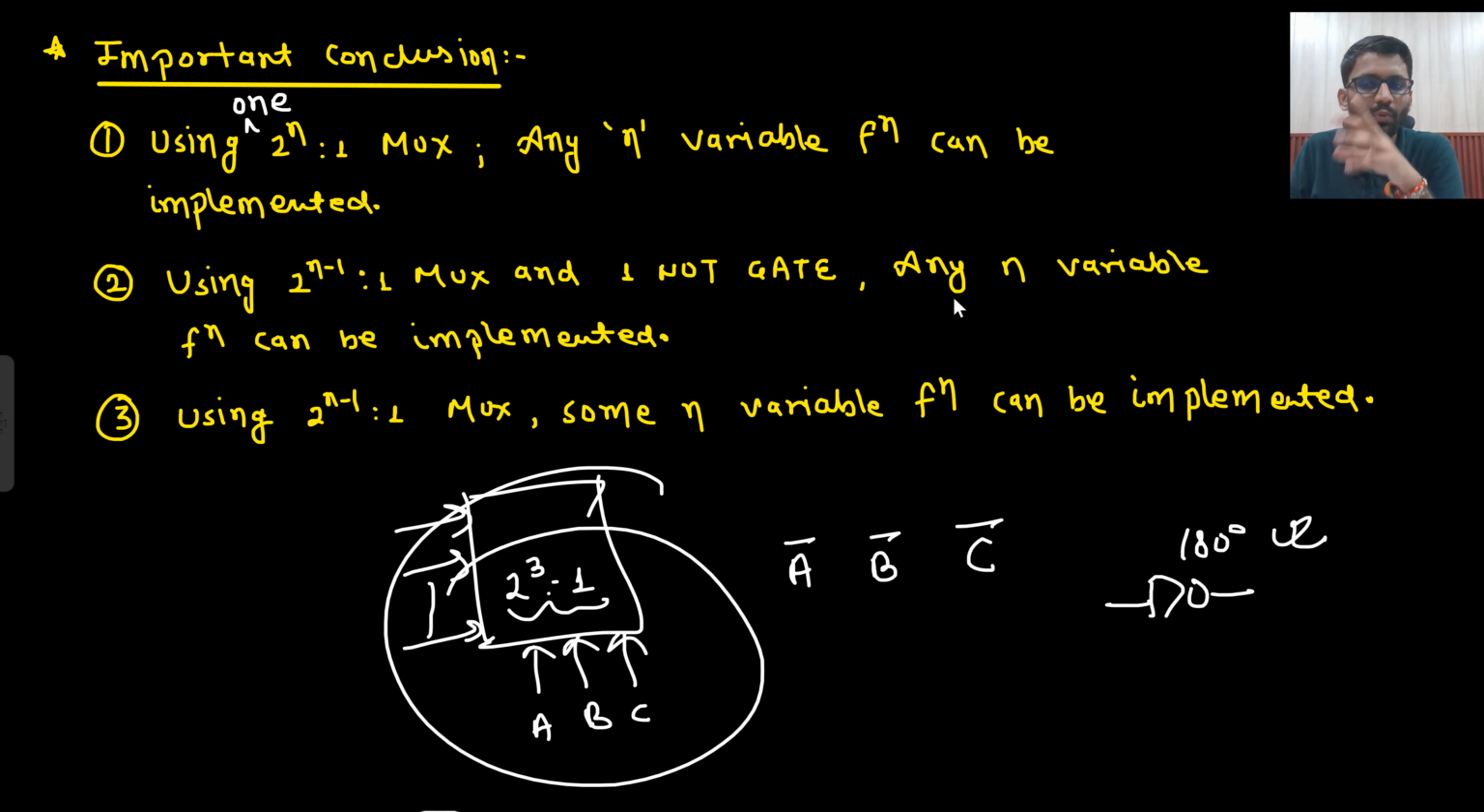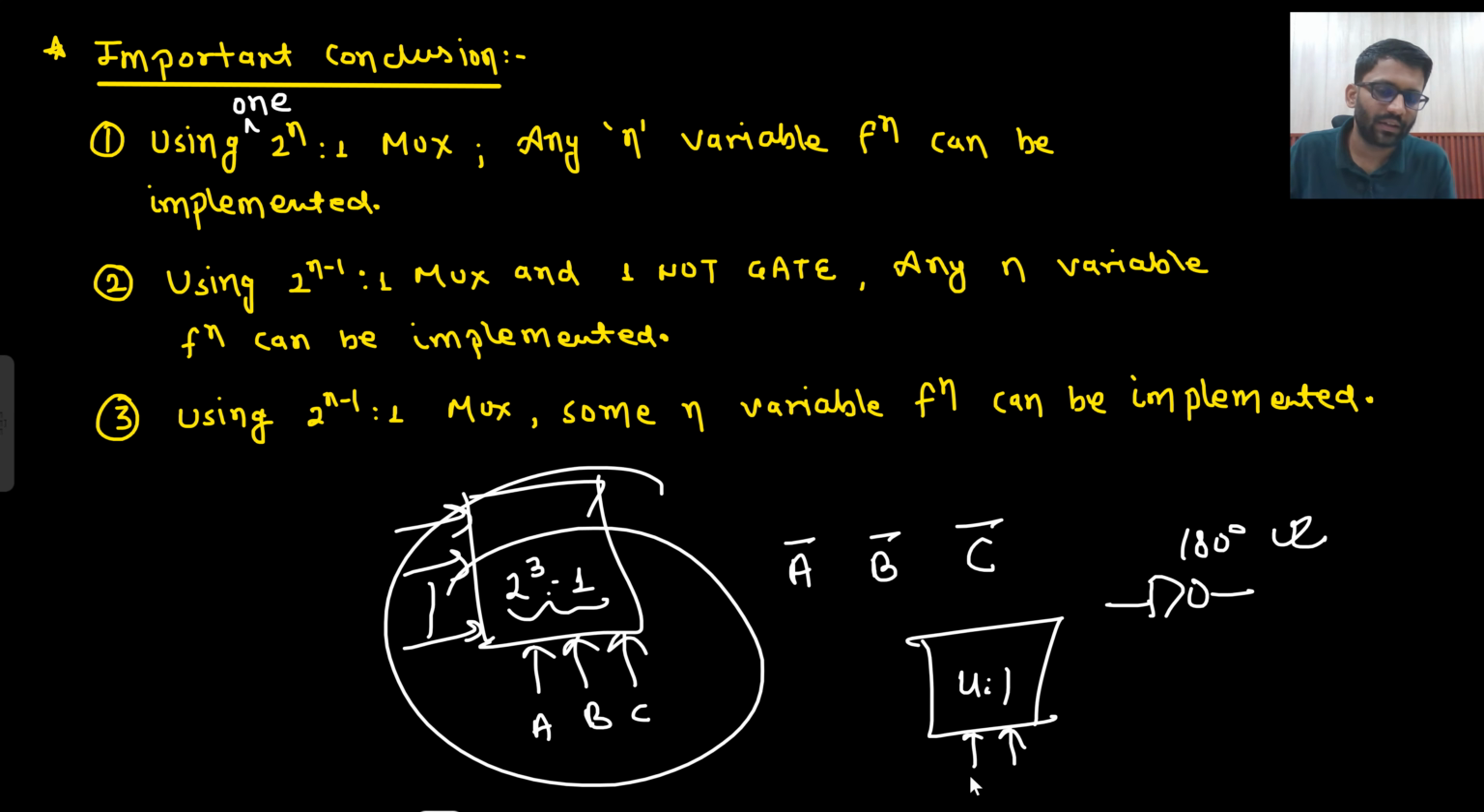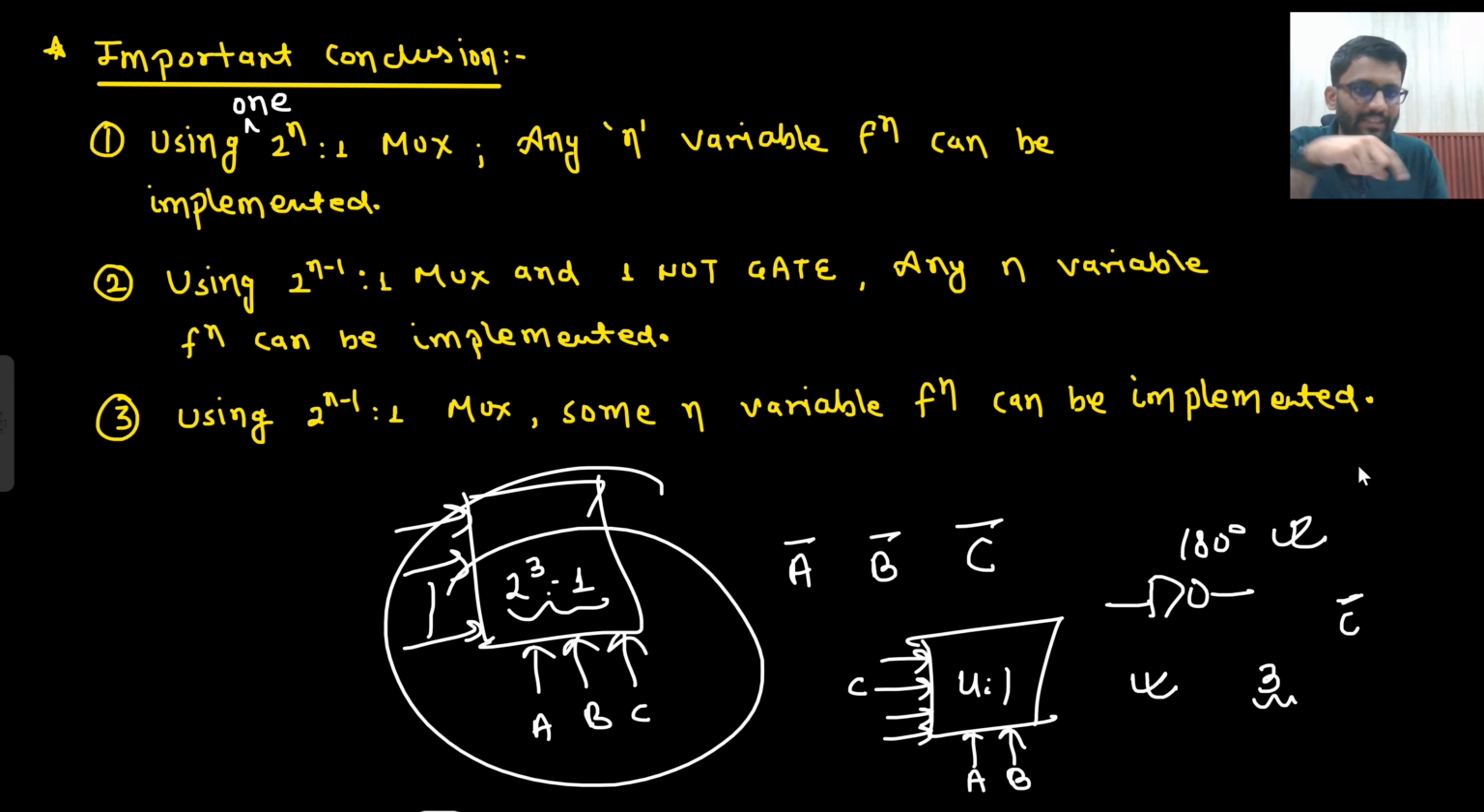Now using a 2 to the power n minus 1 mux, let's just say I have a mux of 4:1. So there will be 2 select lines. Here I can put A and B as select lines, and in one of the inputs I can put C. So I can get a function of 3 variables, but I cannot generate C bar. So to generate C bar, I would need a NOT gate. If I am having a NOT gate, then I can generate C bar.